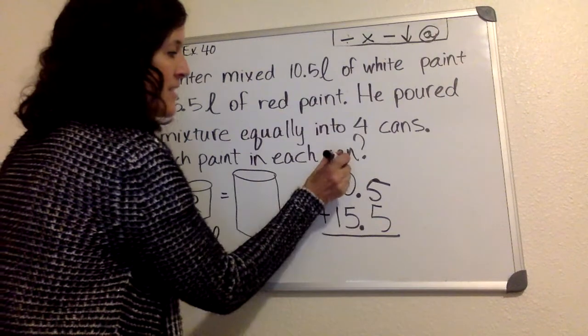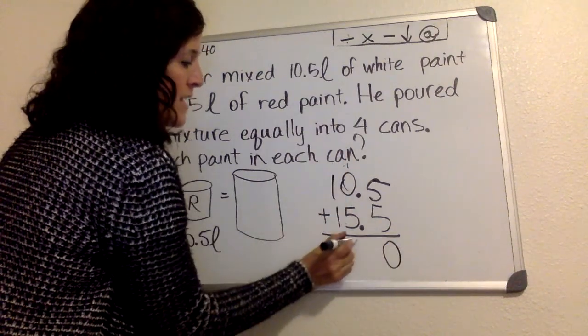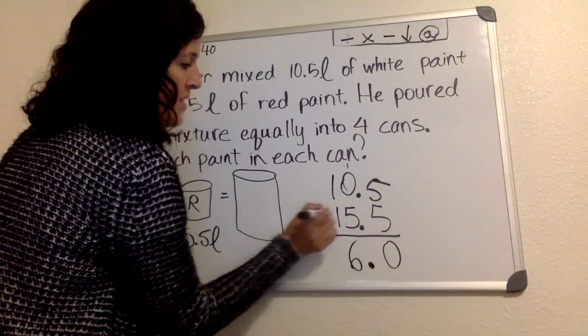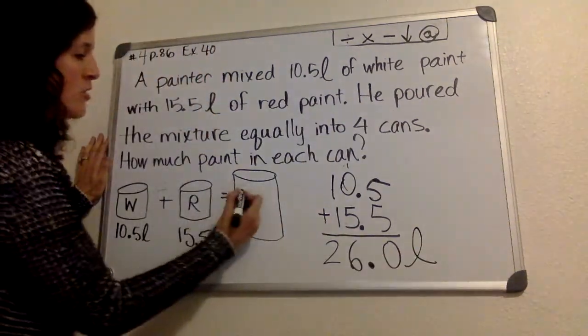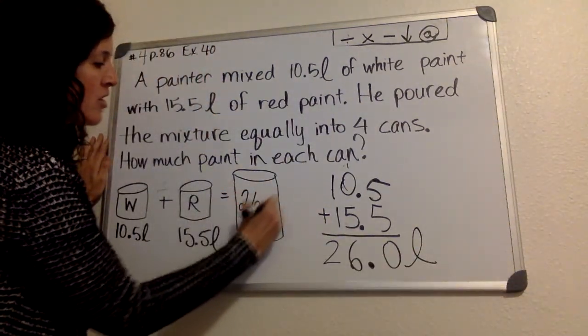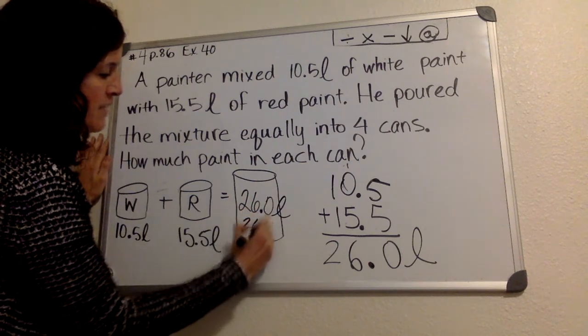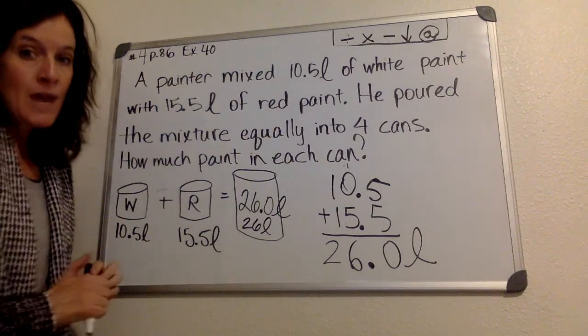5 plus 5 is 10. 5 plus 0 plus 1 is 6. Bring down that decimal point, and then 1 plus 1 is 2. Okay, all together, this new big container is 26.0 liters, which is the same thing as 26 liters. We don't need that 0.0 at the end.